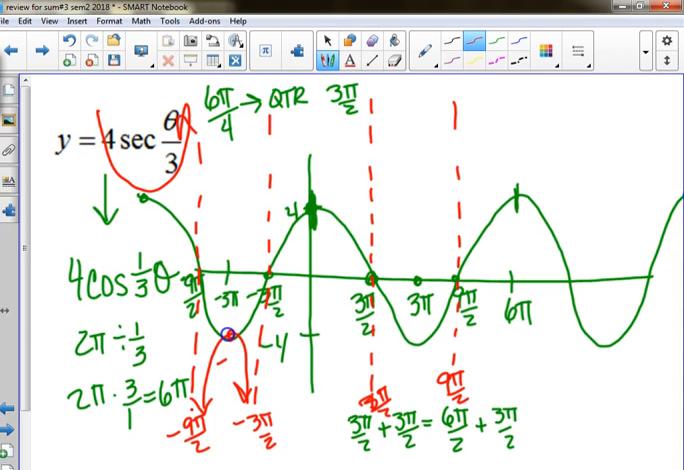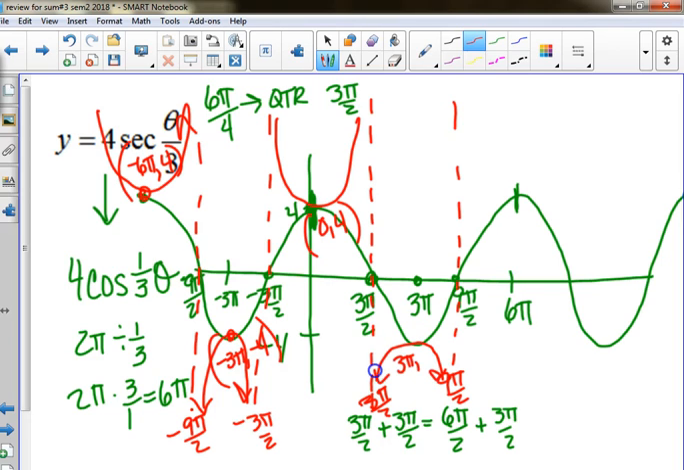So this ordered pair right here is negative 3 pi, negative 4. This ordered pair over here was negative 6 pi, 4. This one in here would be 0, 4. This one down here would be 3 pi, negative 4. This guy over here would be 6 pi, positive 4. Any questions?